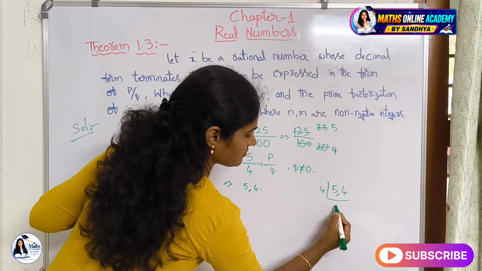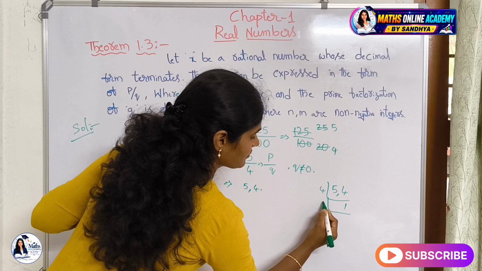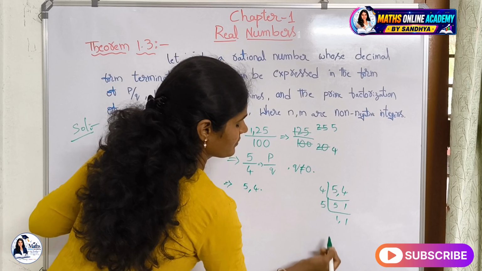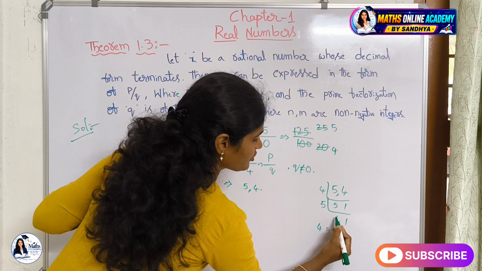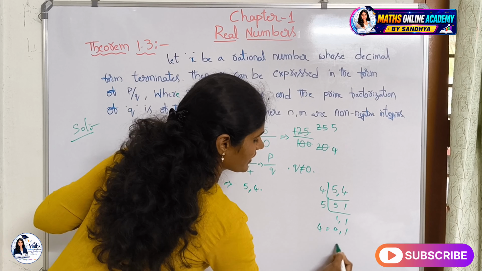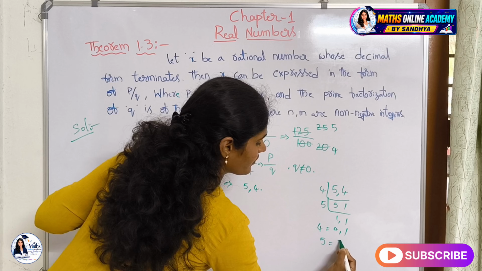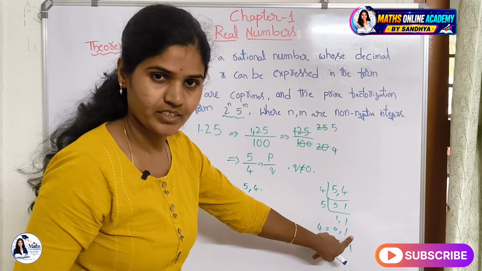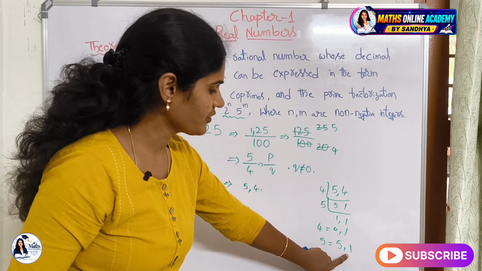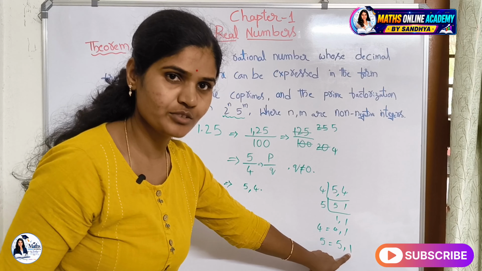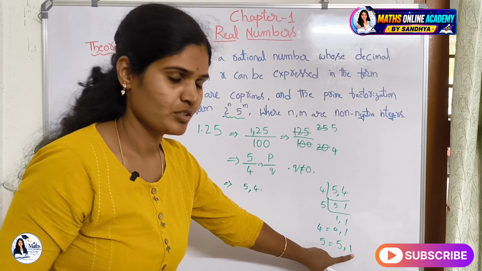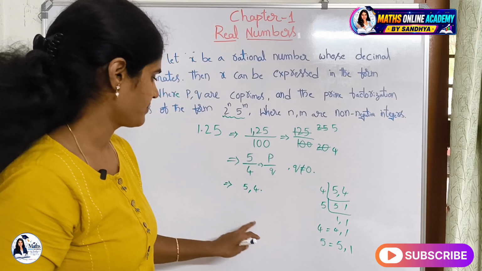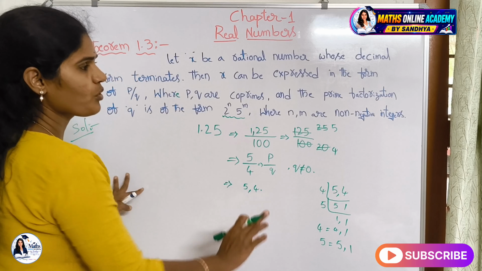For this, do factorization. 4 1s are 4, and 5 1s are 5. For 4, factorization is 4 into 1. For 5, factorization is 5 into 1. What is the common in these two? 1 is the common. So 1 is the HCF of 4, 5. So these two are co-primes.